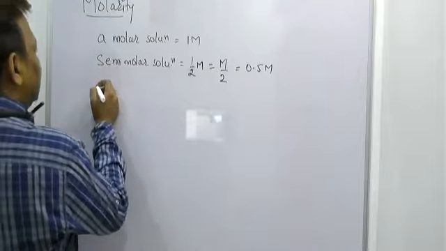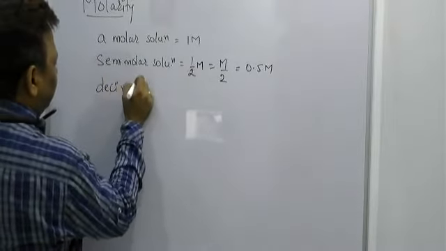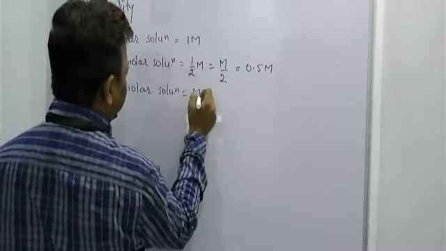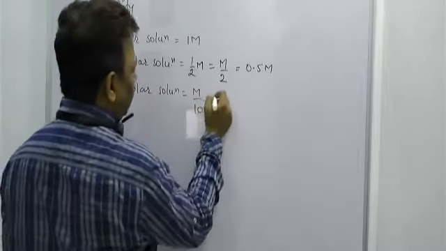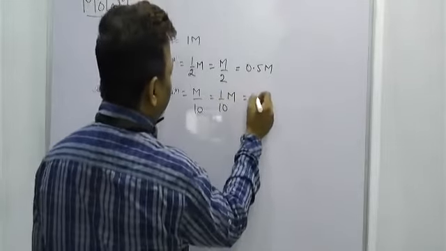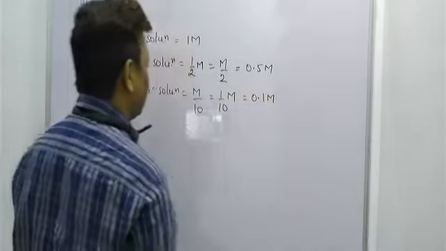After the semi-molar, if you see the decimolar, if it is a decimolar solution then it is M by 10, which can be written as 1 by 10 molar. 1 by 10 molar can be written as 0.1 molar.